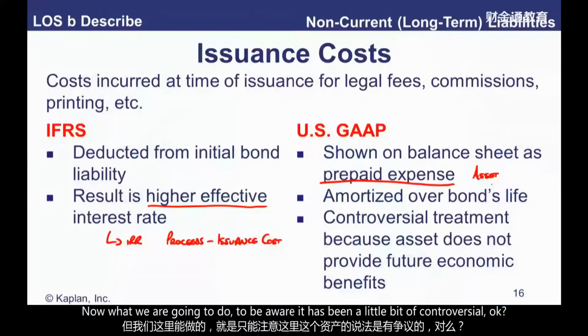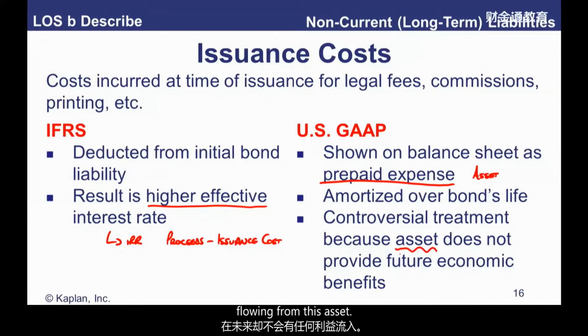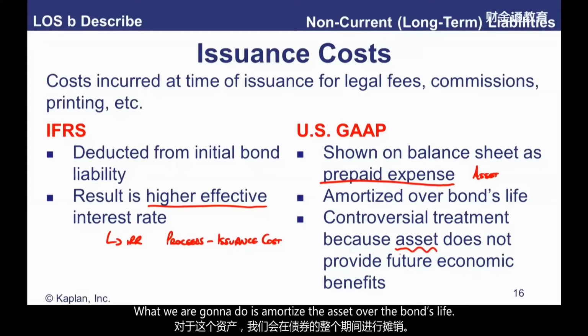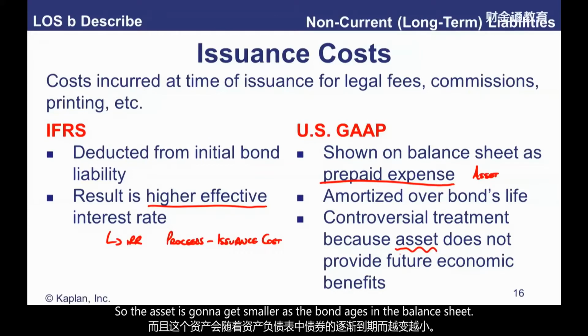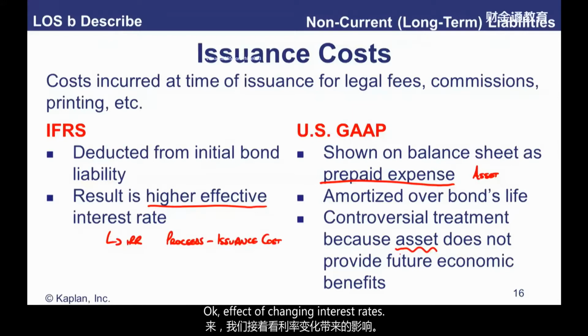Now, what we're going to do, so be aware it's a bit controversial, okay, because we're recording an asset, but there are no future economic benefits flowing from this asset. What we're then going to do is amortize the asset over the bond's life. So the asset's going to get smaller as the bond ages in the balance sheet, and on the other side it's going to appear as amortization in our income statement.